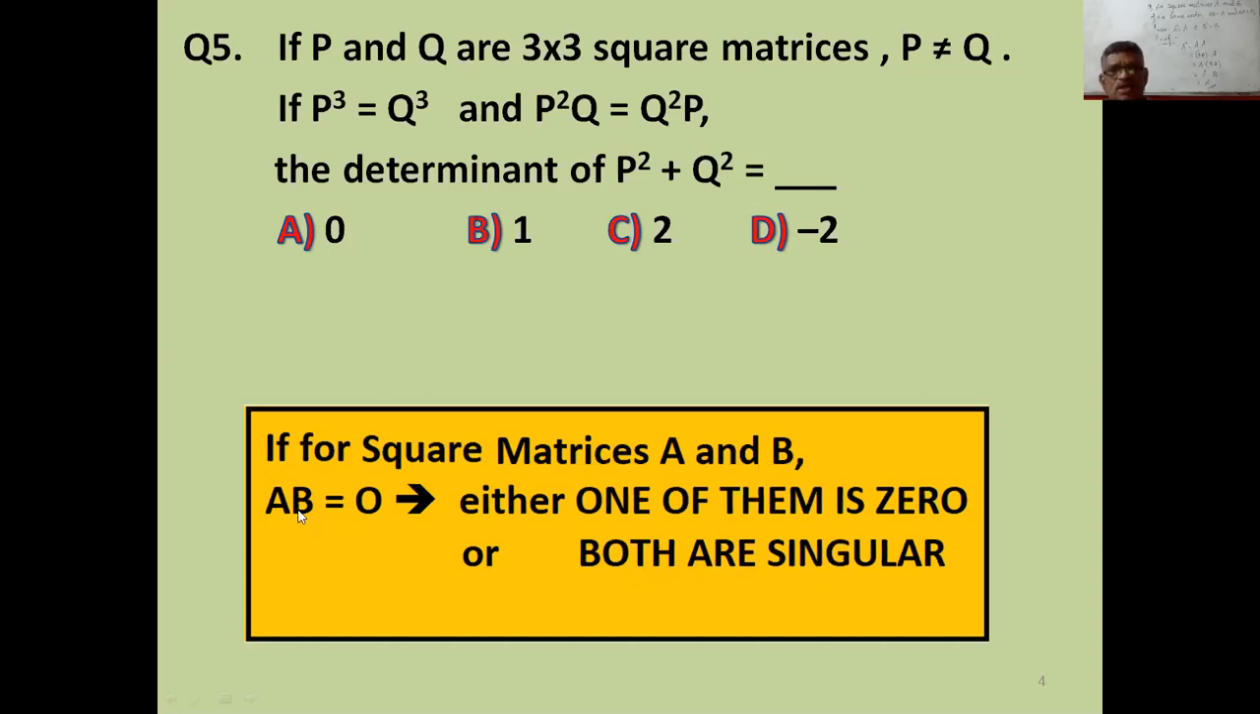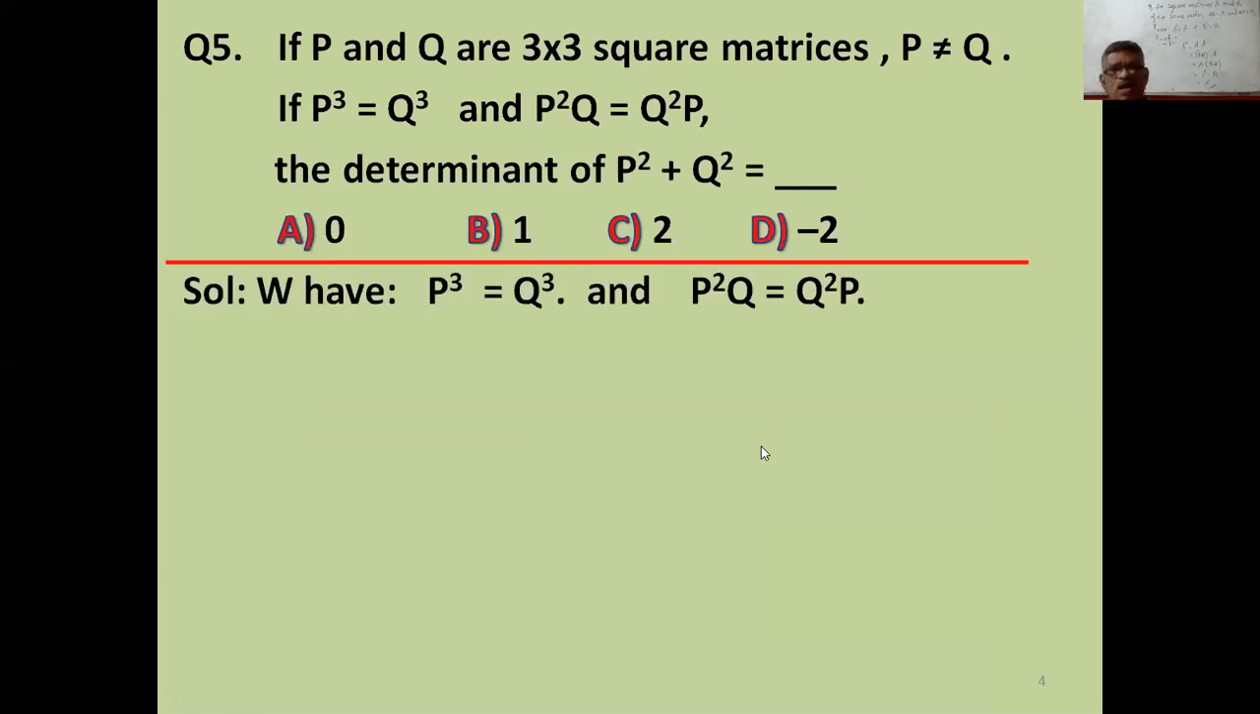Because you can see, suppose A is non-singular, then that means A inverse exists. If you multiply with A inverse, you get B equal to 0 matrix. So one thing is if any one of them is non-singular, then the other must be 0 matrix. So either one of them is 0 or both are singular. Okay, let us see now what is given.